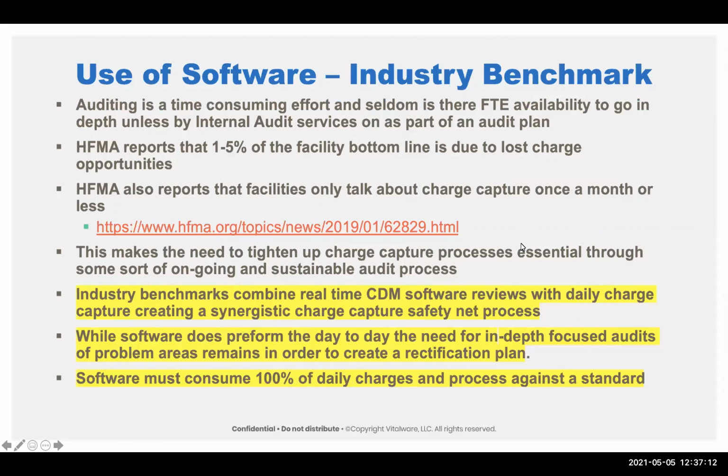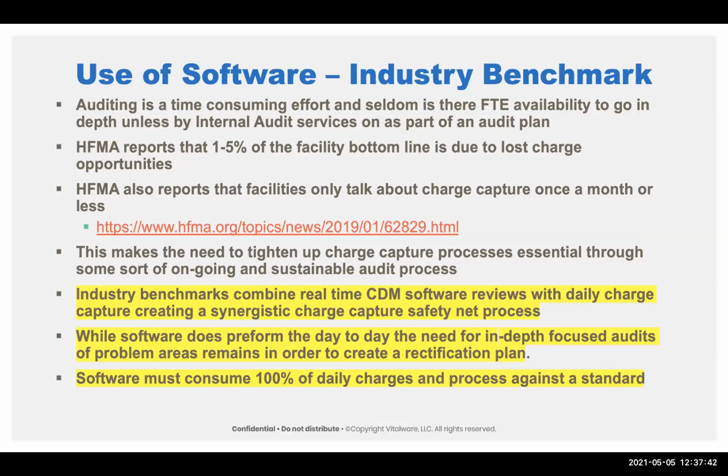So when we talk about software, auditing's time consuming, and HFMA says 1 to 5% of the bottom line is due to lost charge opportunities. It makes a need to tighten it up. Industry benchmarks combine real-time software reviews with daily charge capture. While software does perform day-to-day, the need for in-depth focused audit of problem areas remains in order to create the rectification. So software is going to point out those patterns of behavior which you need to address.